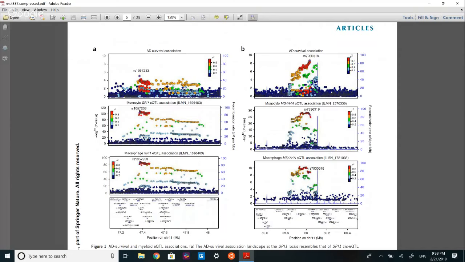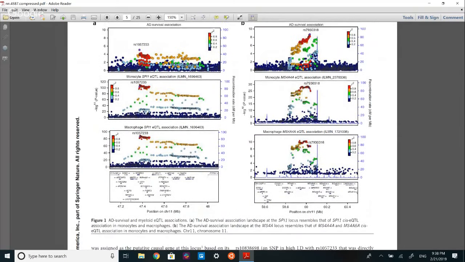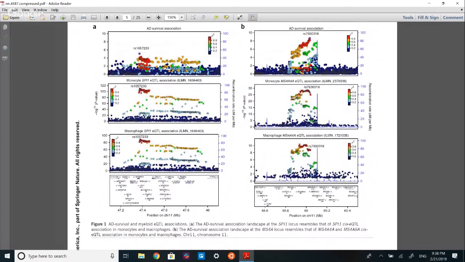And so obviously, we did statistical tests on this. Co-localization of these signals at these loci is very, very good. And that gives us further confidence that potentially the contribution of these loci to Alzheimer's, to survival without getting Alzheimer's disease, is really driven by transcriptional regulation of these genes.